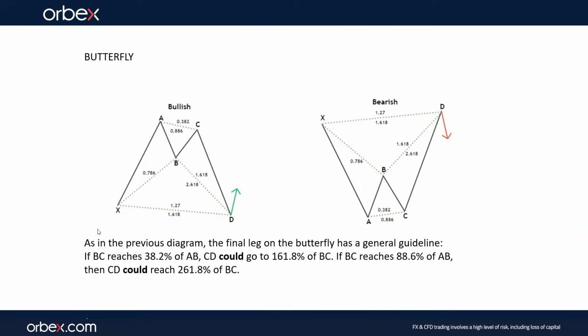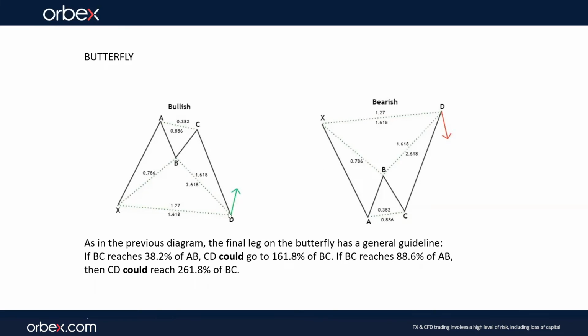So as in the previous diagram, the final leg on the butterfly has a general guideline. So if B to C reaches 38.2 of A and B, so we were looking at a bearish one, weren't we? So we'll go to this one, it might be a bit easier. So if it goes down to 38.2, which is this leg here, then C and D could go all the way higher to 1.618 of B and C. So basically all this means is if it's a deeper pullback or a shallow pullback, then we might see more of a leg higher, or where it is now basically on this diagram, where point D is. And just like a Gartley, we are looking for this potential reversal zone.